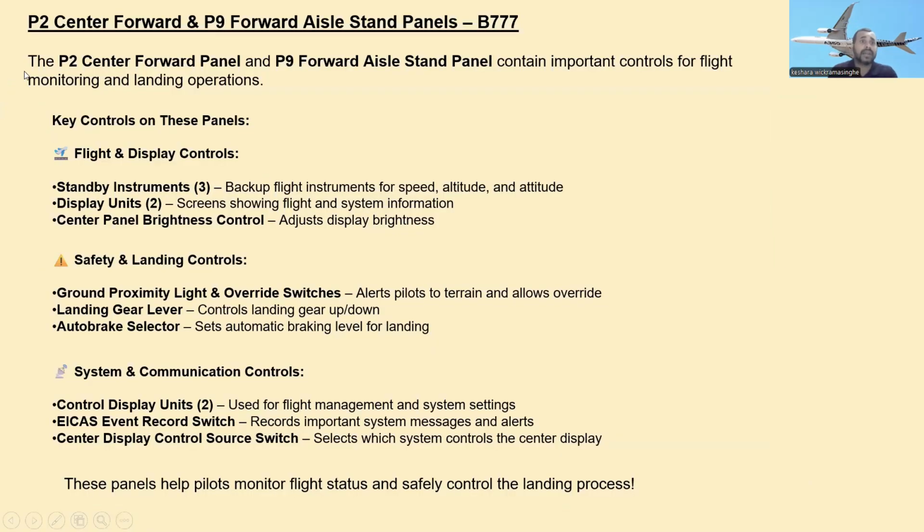Okay, the P2 center forward panel and P9 forward ISO stand panel contain important controls for flight monitoring and landing operation. The key controls of this panel are the flight display controls. They have three flight display controls: standby instruments, display units, and center panel bright control.